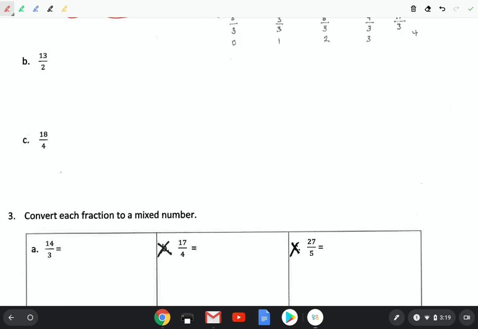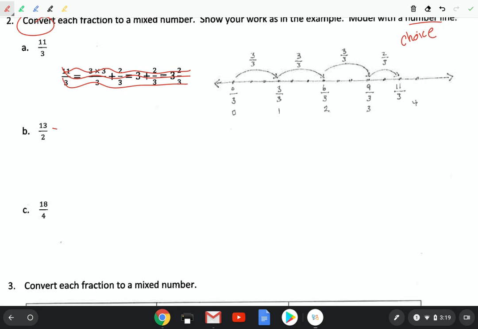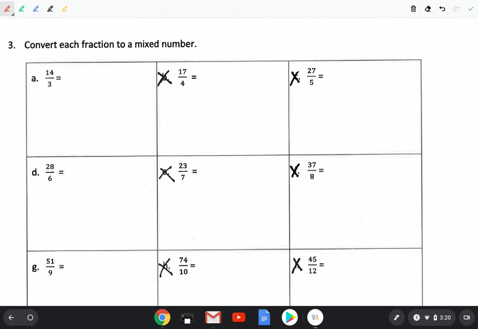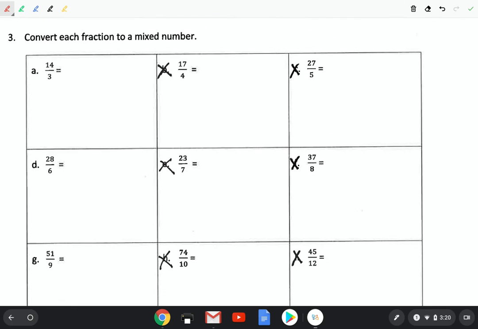The 2 things that I want you to use are the number bond and also please show me with division. You're going to do that for each of the problems, number bond and then division. Then you write your mixed number, and you're doing the same thing for the whole lesson, converting each fraction into a mixed number.